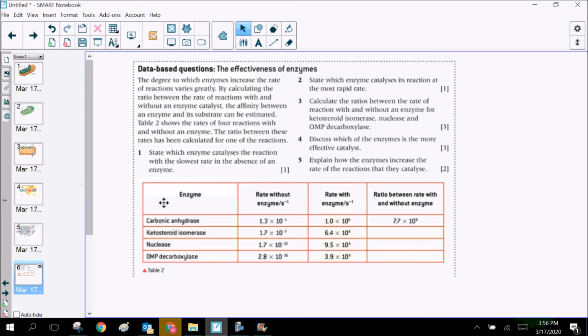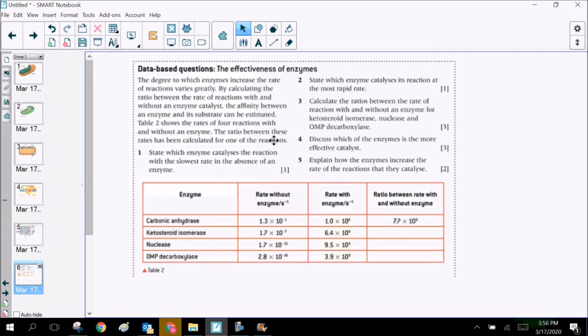So the first thing is to state which enzyme catalyzes a reaction with the slowest rate in the absence of the enzyme. First we have to calculate these rates. I'm going to show you how to calculate the rates, and then I'm going to let you answer these questions yourselves via the Google form attached to this. So how do we calculate rate of reaction?